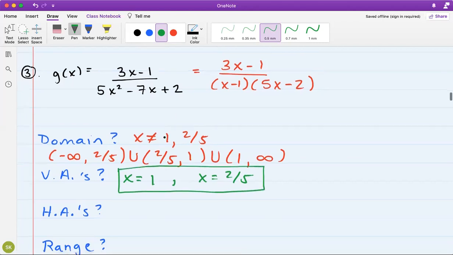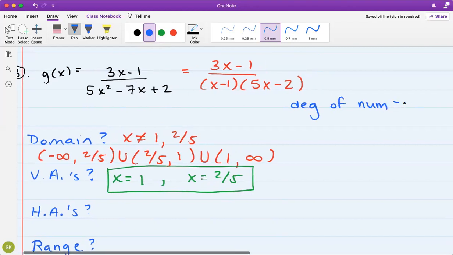What about our horizontal asymptotes? So remember that how we can figure out the horizontal asymptotes is first we look at the degree of the numerator versus the degree of the denominator. Here, if we look at the original equation, the degree of the numerator is 1. I'm going to write that over here. So the degree of the numerator, I'm going to abbreviate it like this, is equal to 1. The degree of the denominator is equal to 2.